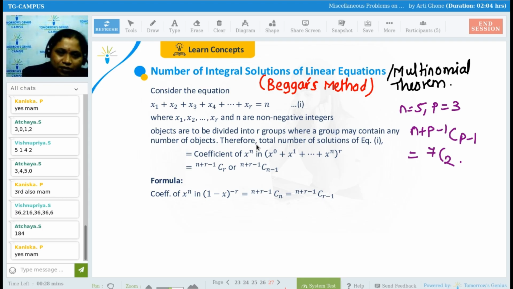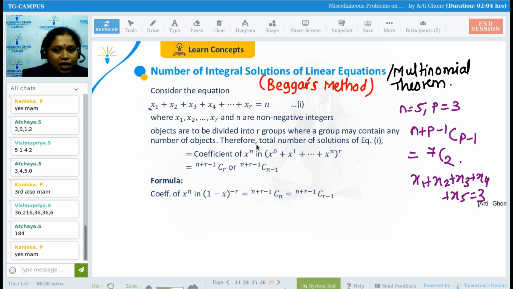Now here the Beggars method comes. Here see, this is nothing but 5 identical coins. X1 plus X2 plus X3 is equal to the total number of coins, that is 5. So this and this, is there any similarity?